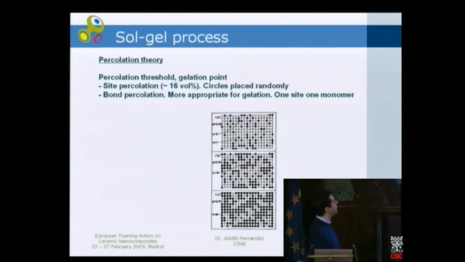As Professor Moya explained yesterday, percolation can be defined as, for example, if in this diagram we are placing points randomly, the percentage at which a complete path is established through all the diagram, and it corresponds to around 16 or 17 volume percent. In the case of gelation, there is another variety of this theory that is probably more appropriate for this process, in which all the points are placed from the beginning, and different bonds are going to be established until this continuous path is obtained.